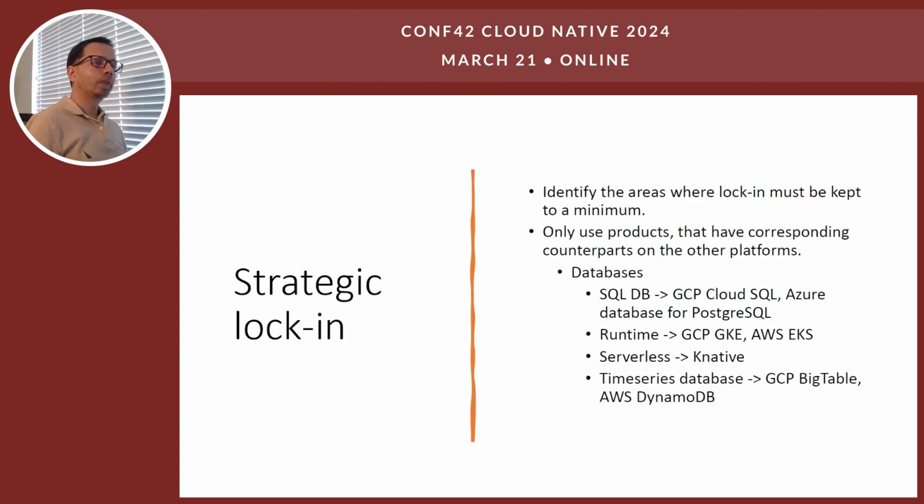Another thing, what worked well: we need to identify the areas where lock-in must be kept to a minimum. And we should only focus on using products that have corresponding counterparts on other platforms. If you are choosing a relational database, GCP has Cloud SQL, Azure has Azure Database for PostgreSQL. For runtime, we have public offerings for Kubernetes like GKE or EKS. For serverless, we can use Knative. For time series database, we can use GCP Bigtable or AWS DynamoDB.